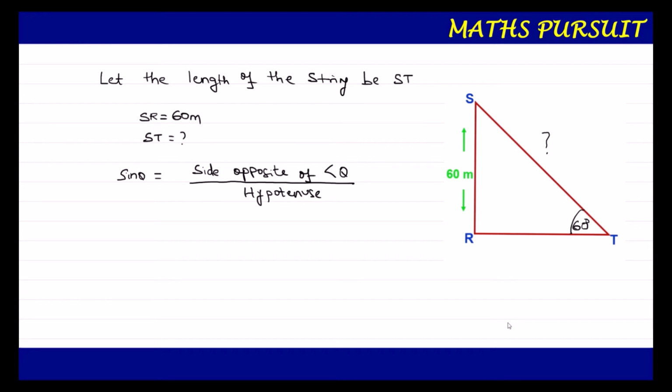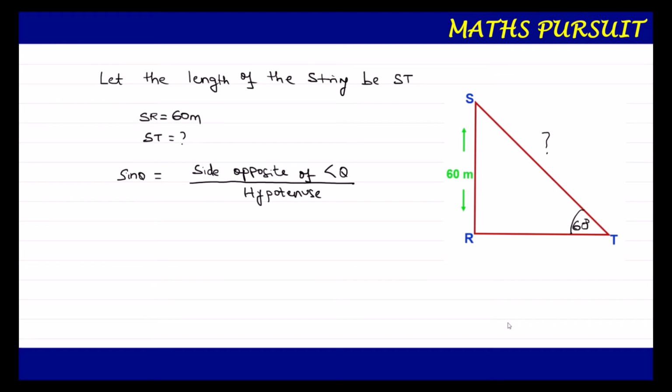So these are the things that we need to be very careful in order to identify. The best thing is that we need to be very careful in order to find out which formula we are going to adopt, whether it is sine, cos, or tan. Now the best suitable formula, the best fit here is sin theta. With the help of sin theta, we are going to find out ST.